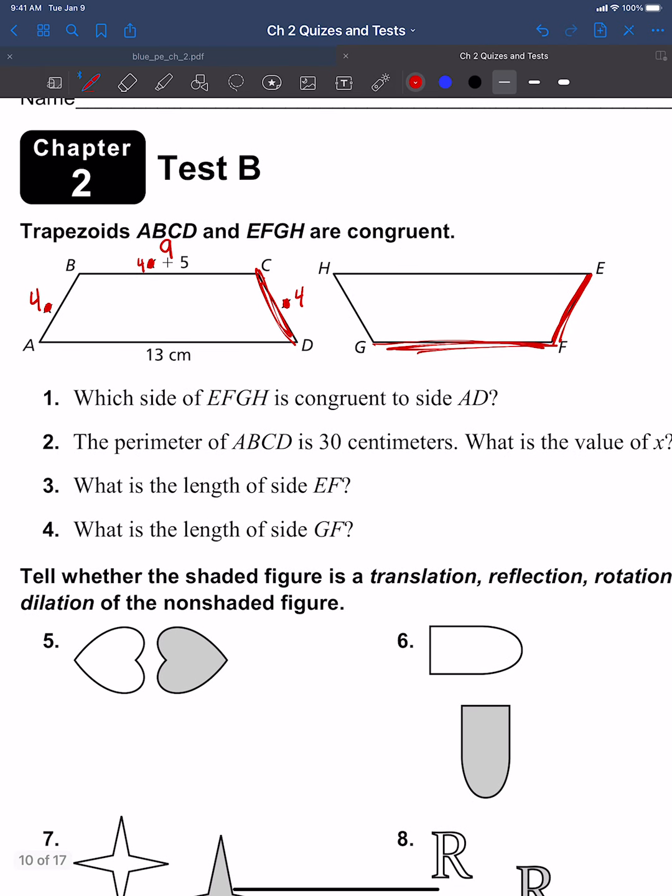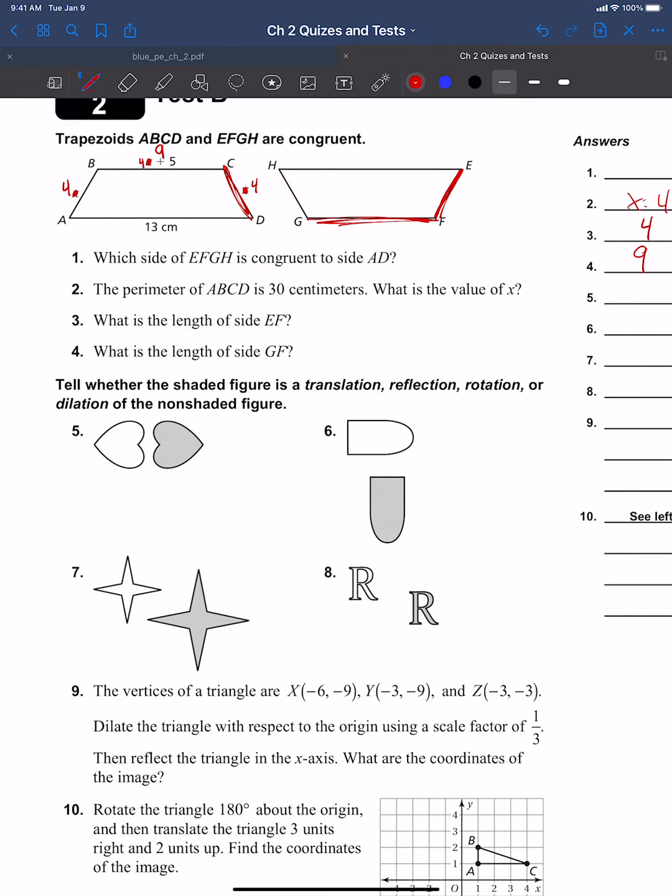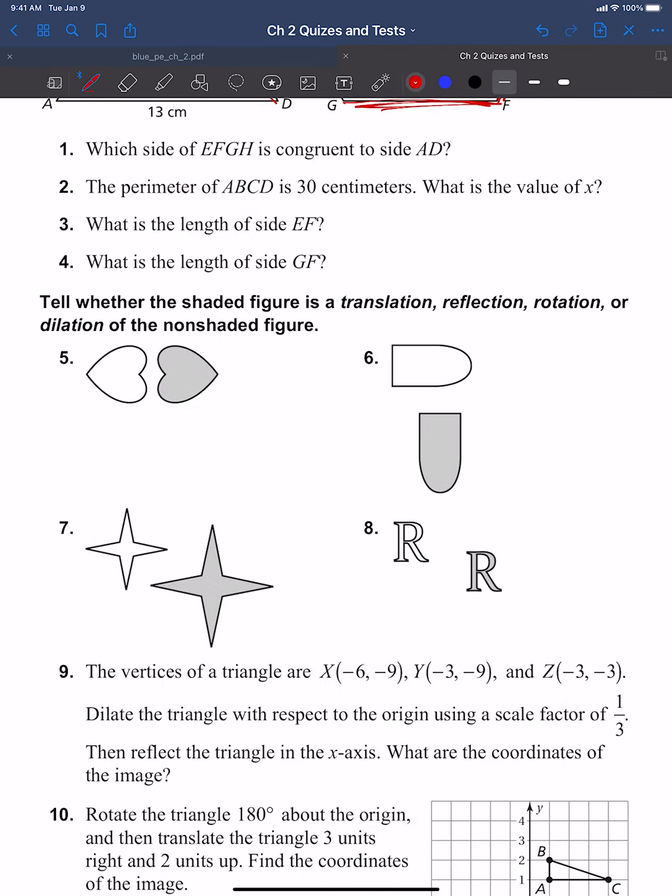13. Nope. 9. Remember, you've got to flip it. Whoop. 9. Okay. 5. Tell whether the shaded figure is a translation, a reflection, a rotation, or a dilation. So number 5, reflection. Do you guys see the line of reflection that would be right there? Yeah. How about number 6?